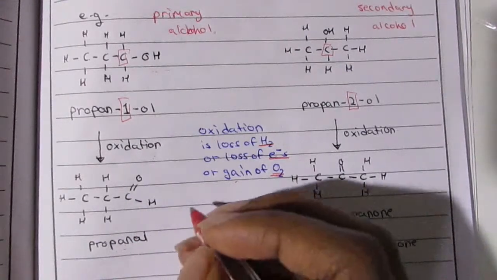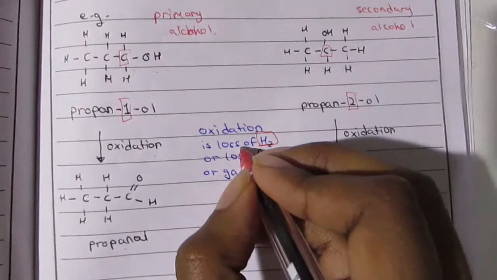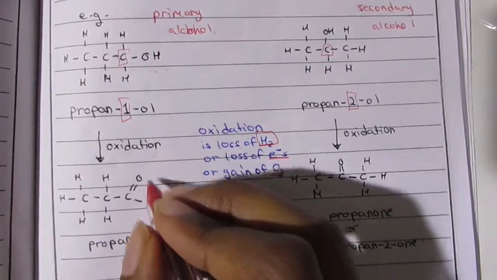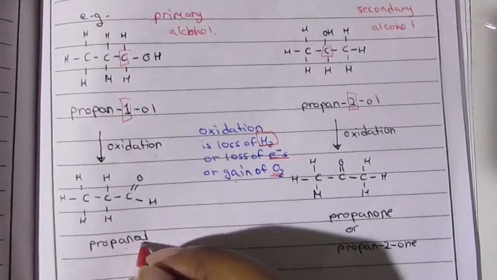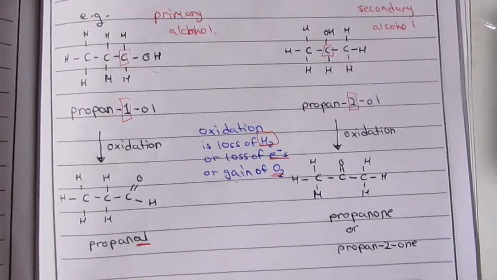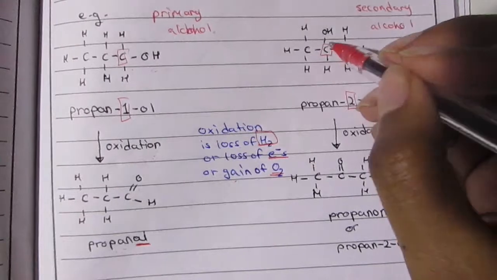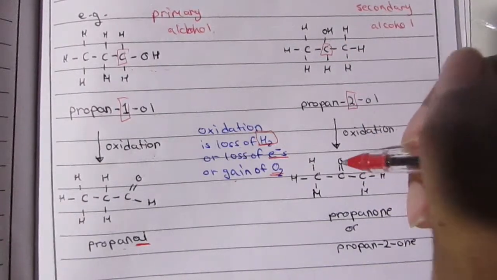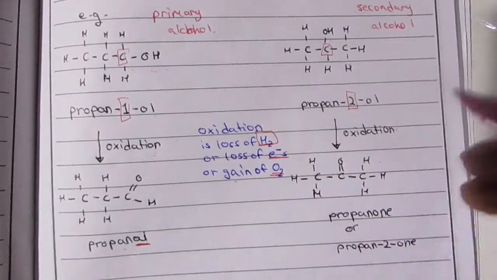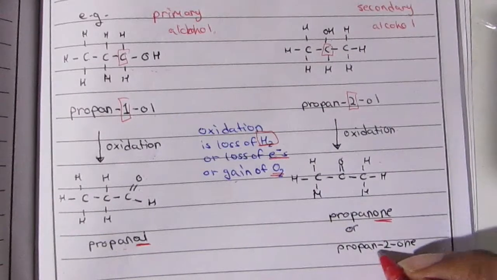Now you can go online and find videos on the mechanism of how the alcohol would be oxidized to, for example, propanal or propanone, and if you want I can do a video on it, or you can just search it up yourself. So now on to the question.